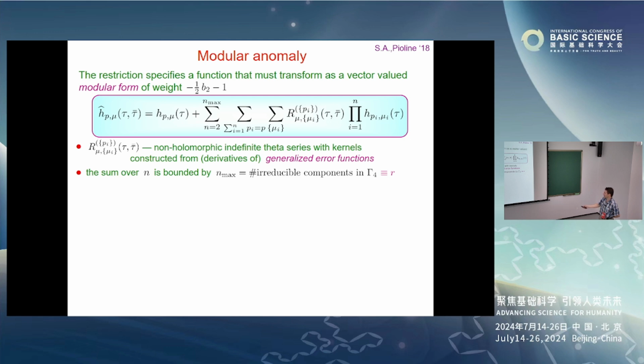And then another comment: you see that the sum over n is clearly restricted by the number of irreducible components we have in our divisor, and I will denote this number in the following by small r. So it's not an infinite sum, it's finite.